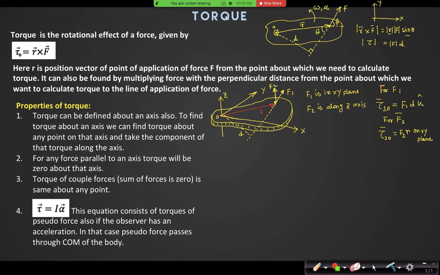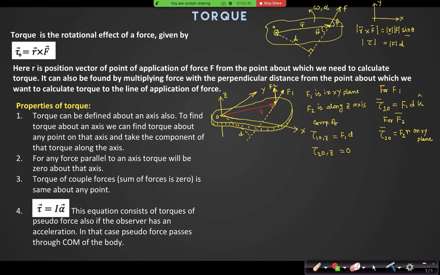Now if I ask you, what is the component of tau 1O about the z axis? Tau 1O, it is F1D only. Full. So the component of tau 1O along the z axis is F1D? Yes or no? Yes, sir. But what is the component of tau 2O along the z axis? That would be zero.